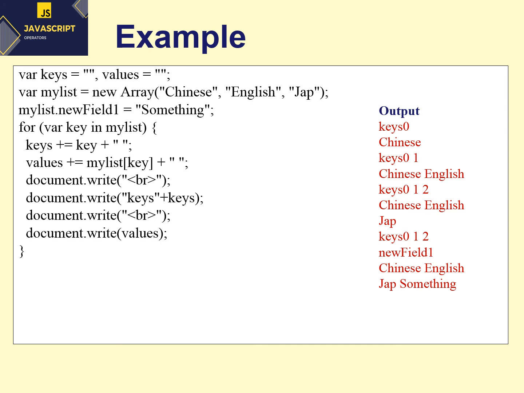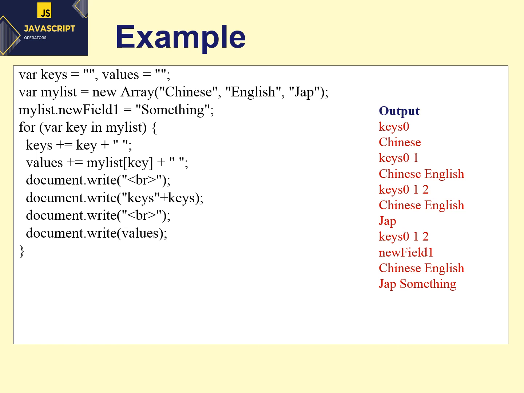Then after that, the second expression, variable mylist is equal to new Array of Chinese, English, Japan. So what happens in the second statement is an array is created. The name of the array is mylist, and this mylist array has size 3, which is initialized with the values Chinese, English and Japan.